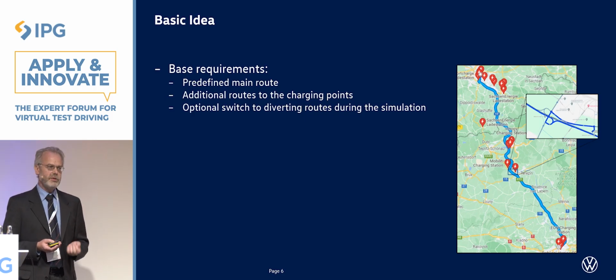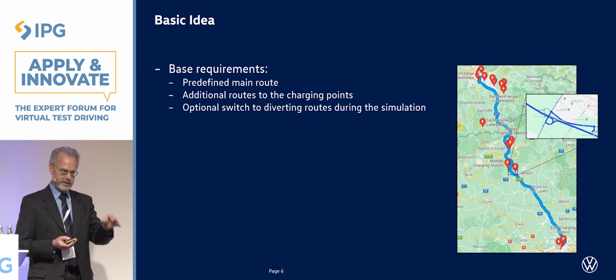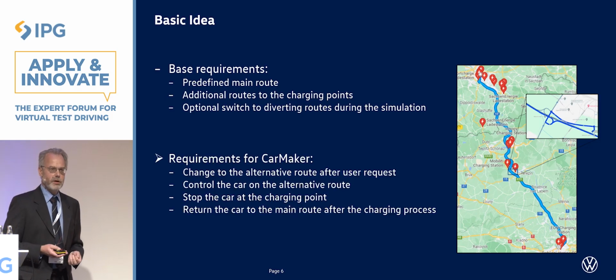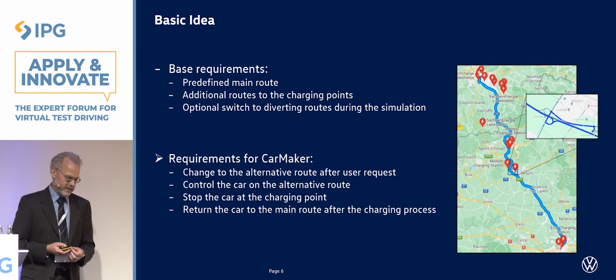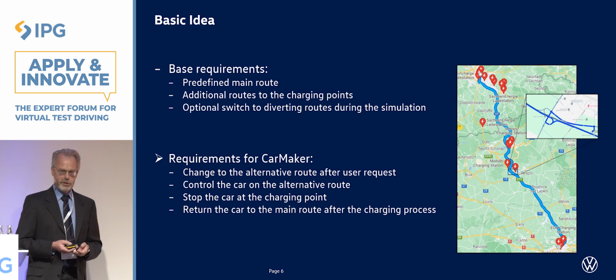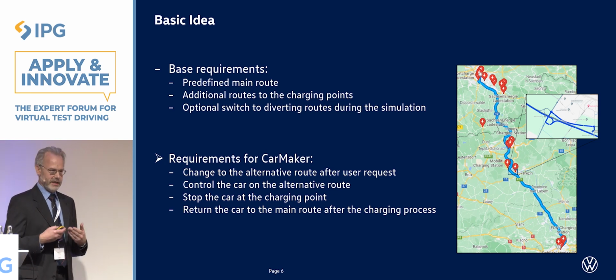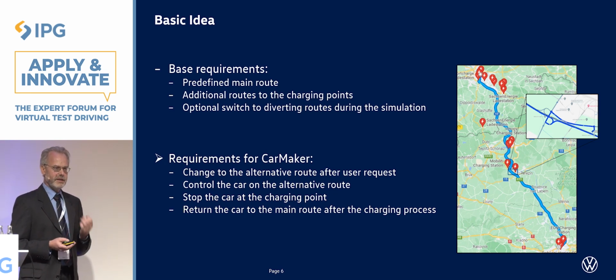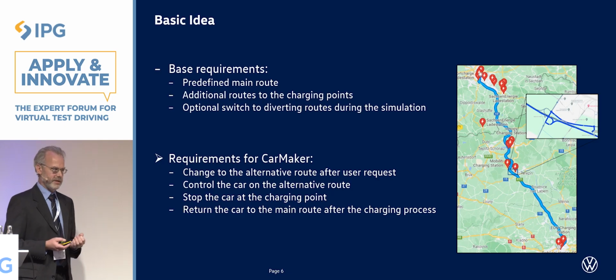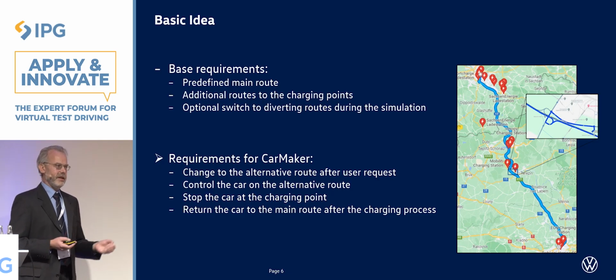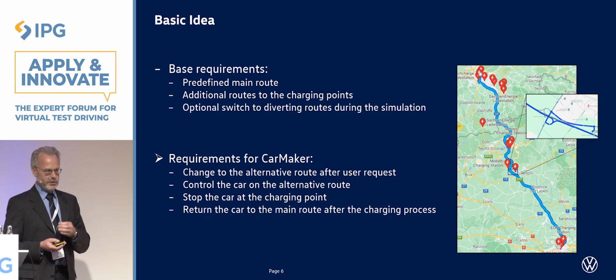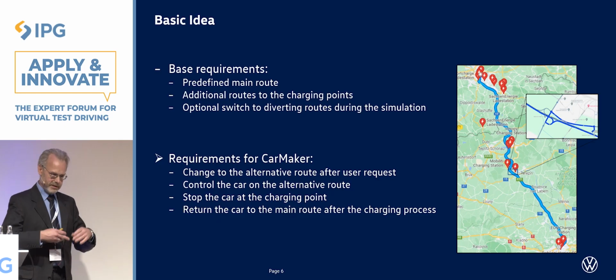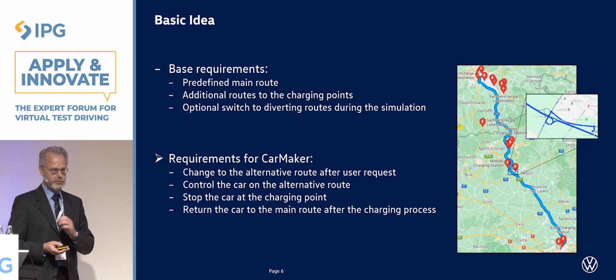During the test, the operator should then be able to select these routes and switch to them in an easy way. For CarMaker, this means that it has to support the user in the selection of these routes, and once the user has ordered such a route change, it should enter this new route automatically without any further interaction of the user once this route becomes available.